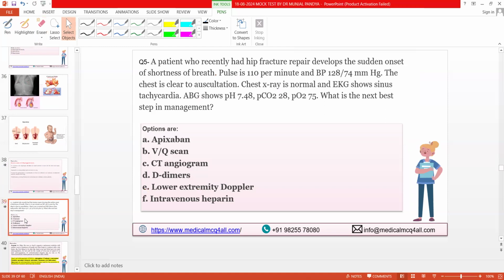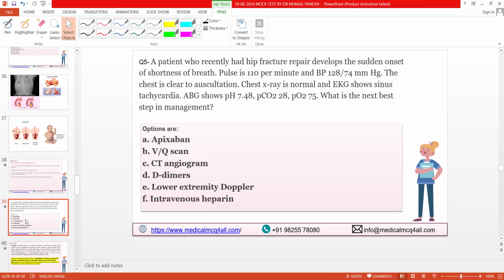A patient who recently had a hip fracture repair developed sudden onset of shortness of breath. Pulse is 110 per minute, BP 128 over 74, the chest is clear to auscultation, chest x-ray is normal, EKG shows sinus tachycardia. ABG shows pH 7.48, you need to identify whether it is acidosis or alkalosis, PCO2 is 28, PO2 is 75. What is the best next step in the management of this patient?